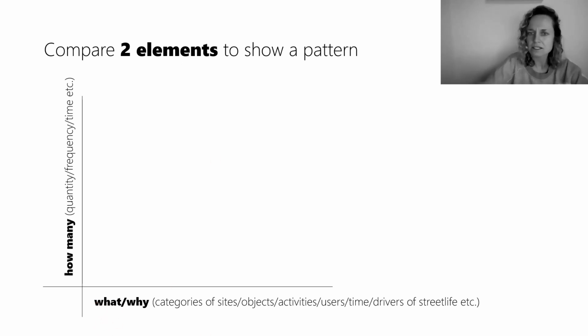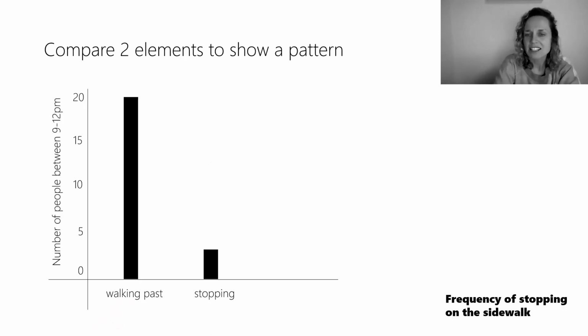And so how does that play out? Let's have a look at an example here. If we look at the X, the what, we're looking at some activities, walking past versus stopping. The Y is the number of people who are doing this between 9 and 12 p.m. So we have our numbers up the side here. We can immediately see that more people are walking past than stopping. Do we care really how many? Not particularly, but the main message is that most people are walking past and they're not stopping. And then we can make hypotheses or draw conclusions from that.